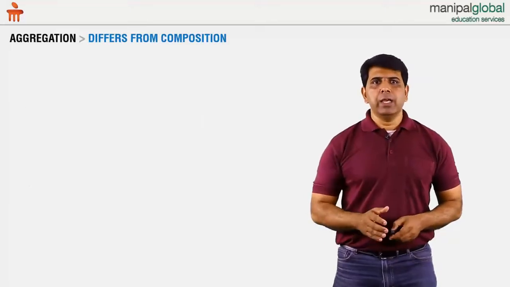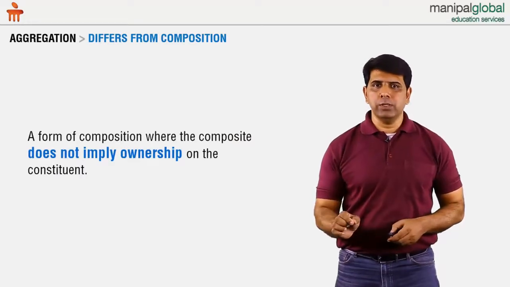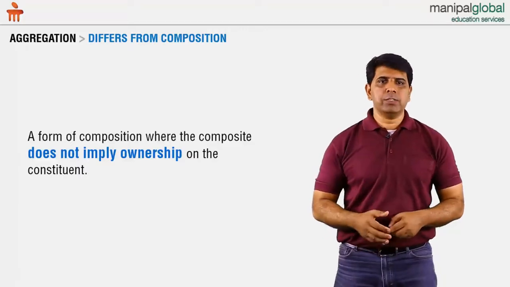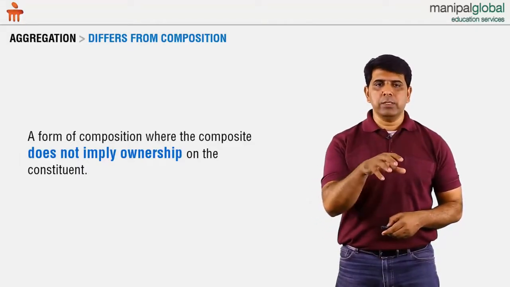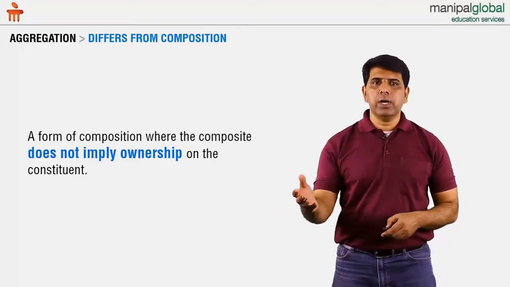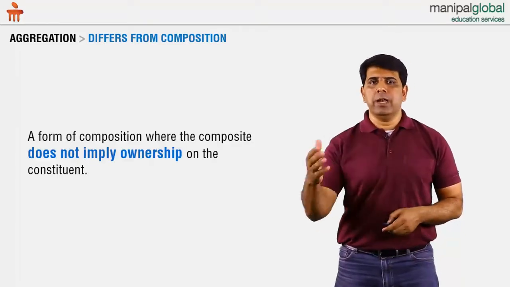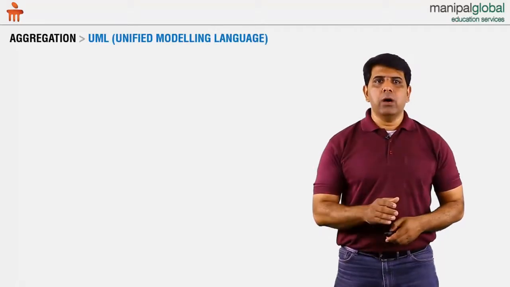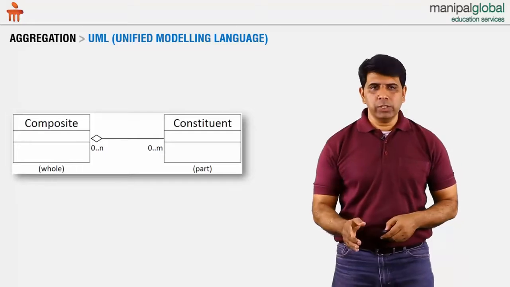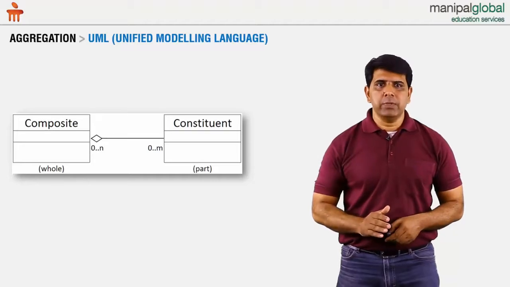On the other hand, aggregation is a variant of composition. It is a form of composition where the composite does not imply ownership of the constituent. So there is an object A that has another object B, but it doesn't have ownership. Destroying object A does not necessarily mean object B is also destroyed. The UML representation of aggregation is very similar to that of composition, except that the diamond is not filled. The rest remains the same.